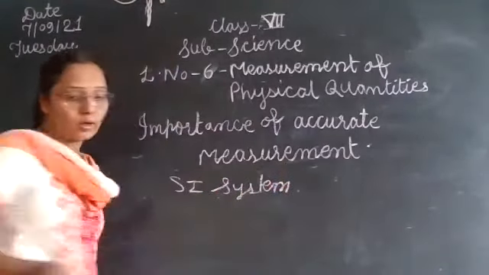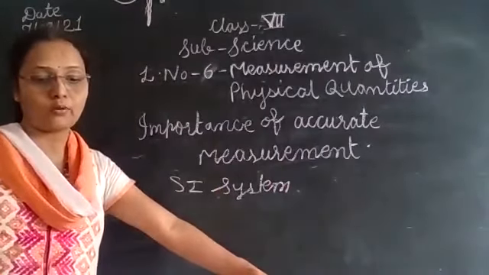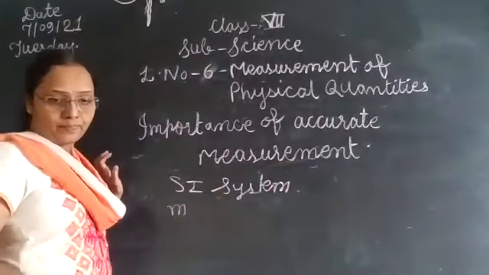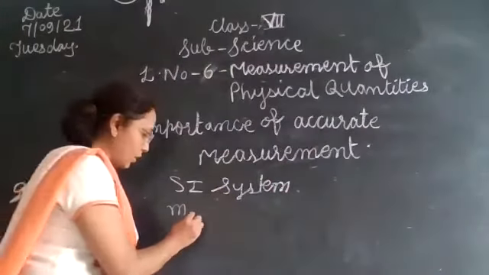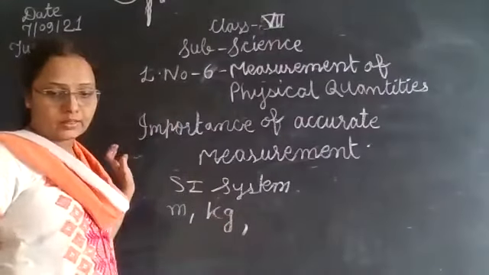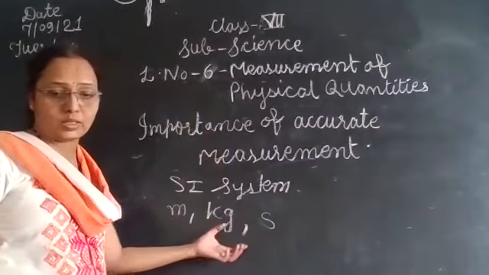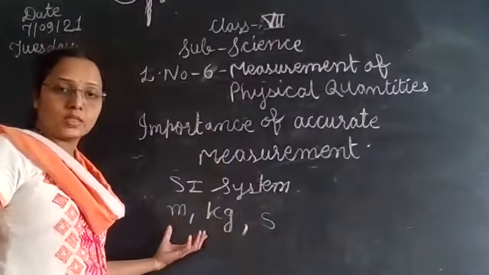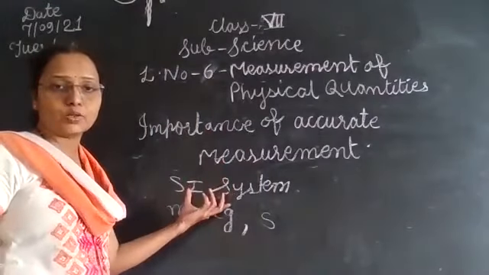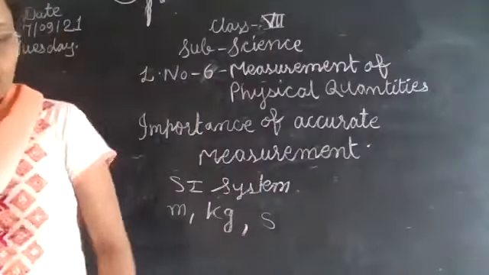So all over the world, people use these symbols of the units. Meter is m, kilogram is kg, then second is small s. So these symbols are used by people all over the world. So that is the SI units or SI system.